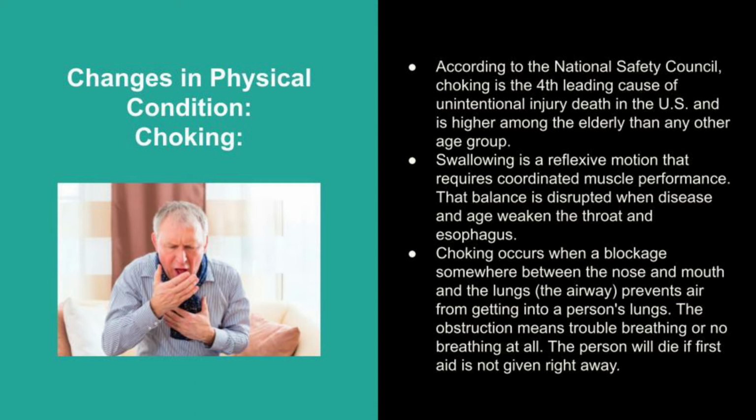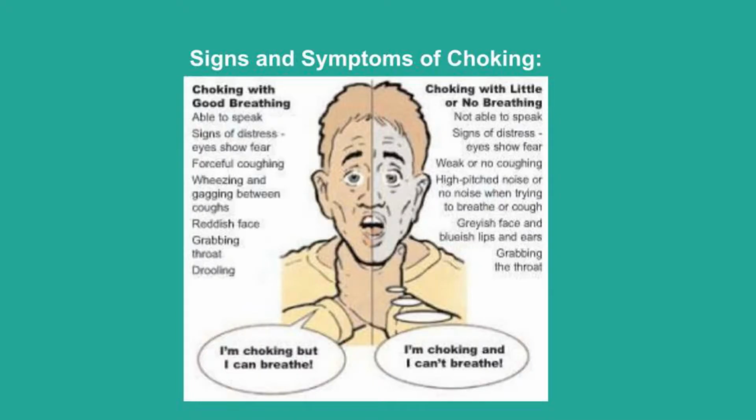Choking occurs when a blockage somewhere between the nose and the mouth and the lungs, which is the airway, prevents air from getting into a person's lungs. The obstruction means trouble breathing or no breathing at all, and the person will die if first aid is not given right away. Somebody can be choking but still be able to have that movement of air. So if somebody is choking but can still breathe, then they will still be able to speak.